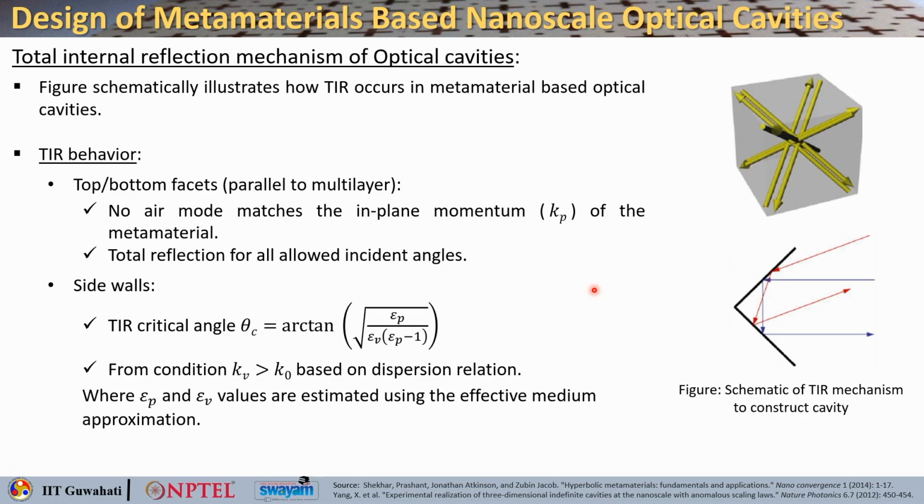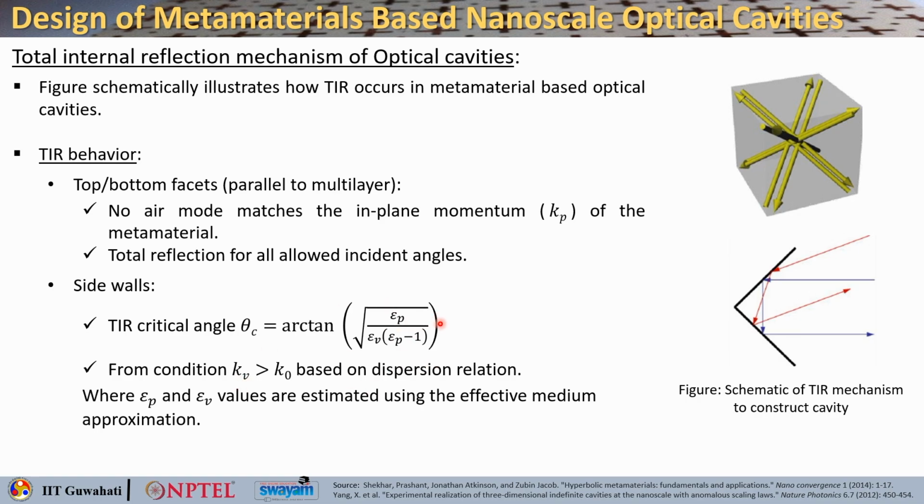Now, for the side walls, for the total internal reflection there is a critical angle involved, that is theta c. You can calculate this as tan inverse square root of epsilon p divided by epsilon v times epsilon p minus 1. This is coming from the condition that your kV is greater than k naught. So, what is kV? That is basically the vertical wave vector, you can also call it kz, okay. But here we are just telling you about kV, V stands for vertical in this case.